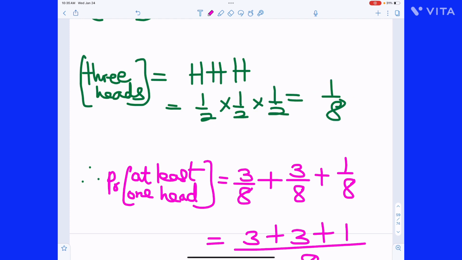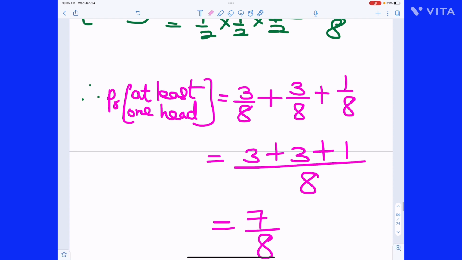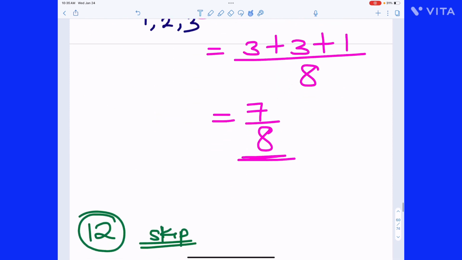So the probability of getting at least 1 head is now the probability of getting 1 head or 2 heads or 3 heads. At least 1 head means 1 or 2 or 3, not 0. You understand? It's only 0 heads that will be excluded. So you add, get your answer.